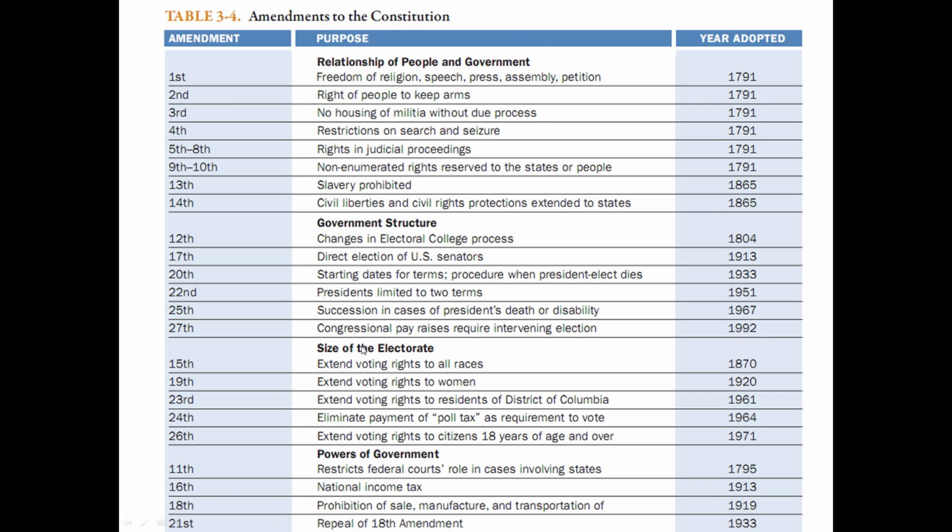This is just a handy chart of all 27 amendments that have been passed so far. You can see they break down roughly into useful categories, either relationships between people and government, the structure of government, the composition of the electorate, or the powers in government. I'm not going to get into discussing all of these in detail, but in general, it's good for you to know what each of them do. There's only 27, so it's not that difficult to familiarize yourself with them.